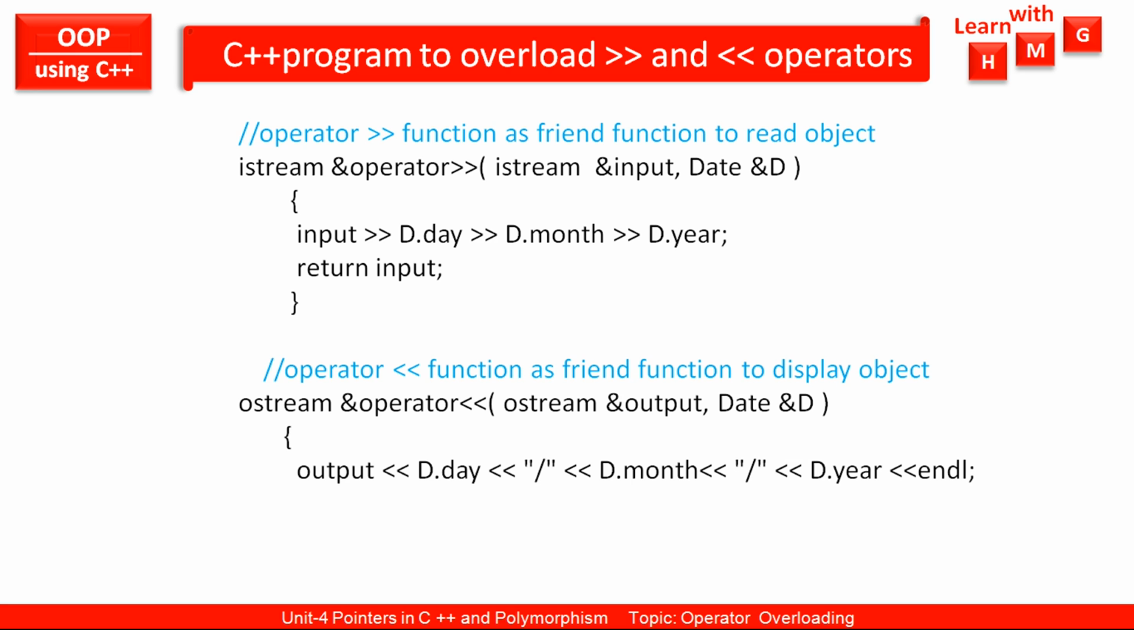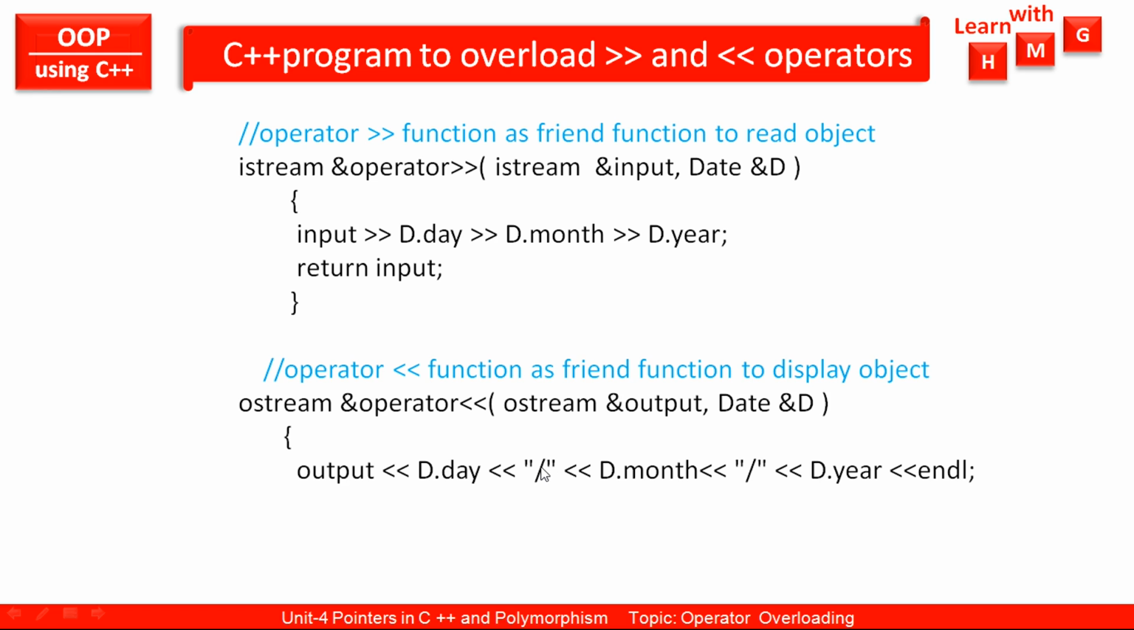In the body of the function, first the output operation is performed. Just like in our regular output statement we write cout, insertion operator, then data member, then insertion operator, data member, insertion operator, data member. So instead of cout, here output is used, because cout is an output stream object and here output is also an output stream object. So that is replaced here as cout. Insertion operator, the first data member value is displayed, d.day.